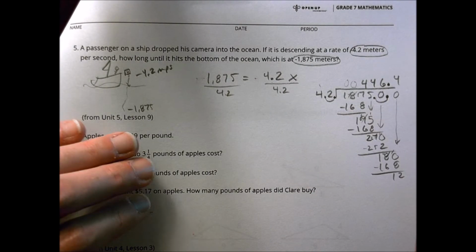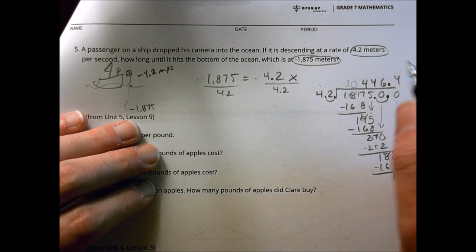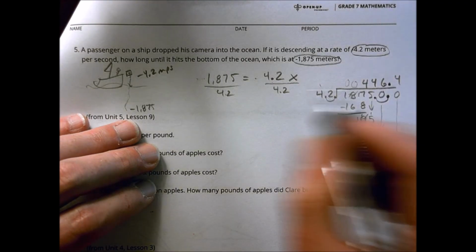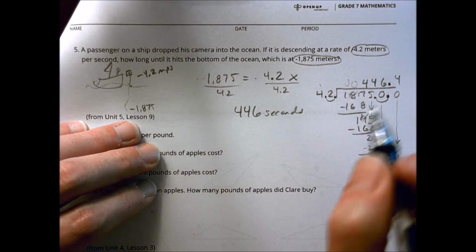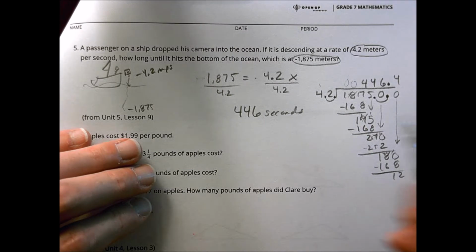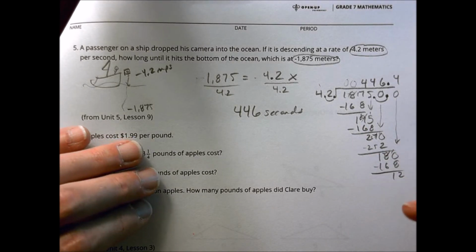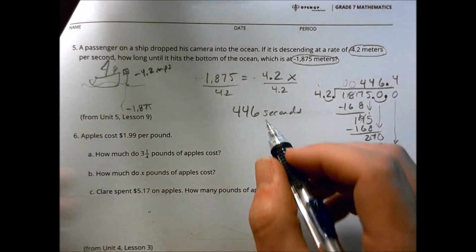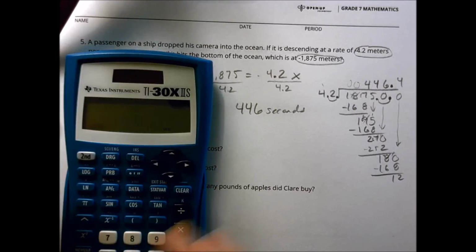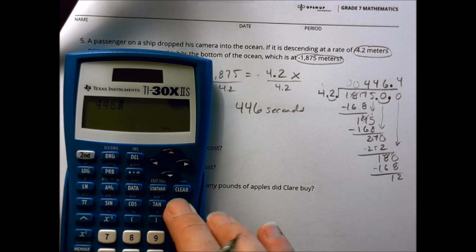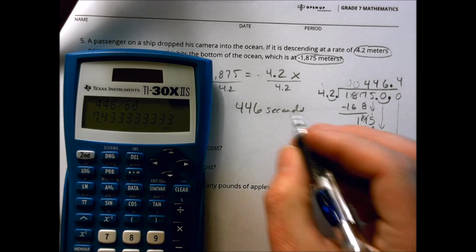We want to know how long it's going to take before it reaches there, and we have a pretty good idea here. We have about 446 seconds is about how long it would take to reach the bottom. If you wanted to find out how many minutes that would be, you could divide that by 60, right? You could take a calculator and do 446 divided by 60, and that's going to tell you it's about 7.5 minutes.